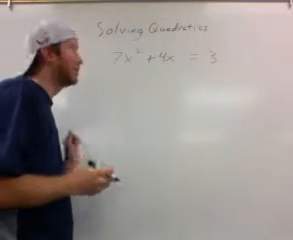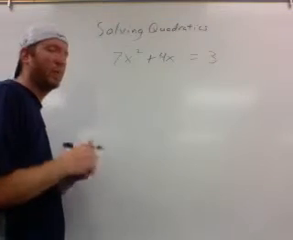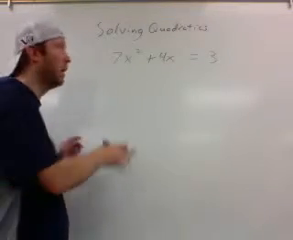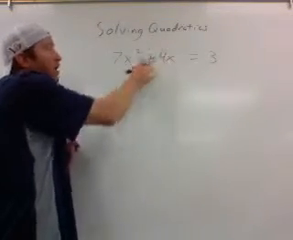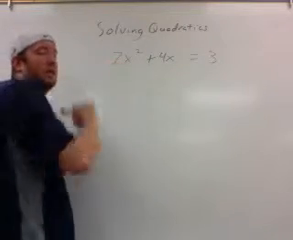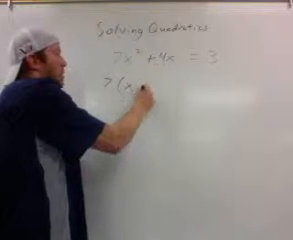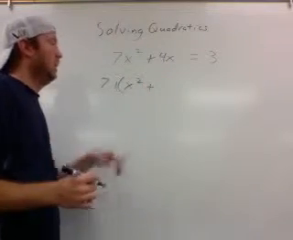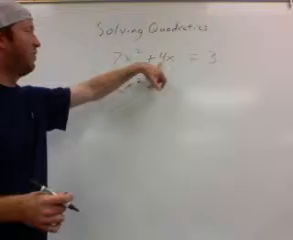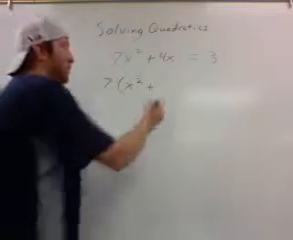All right, so 7x squared plus 4x equals 3. If I'm going to do completing the square, I'm going to factor out the 7. Got to get this down to a coefficient of 1. Get x squared plus, how I find this is I have to take 4 and divide it by 7, so it's 4 sevenths.